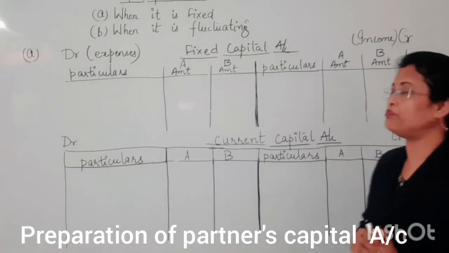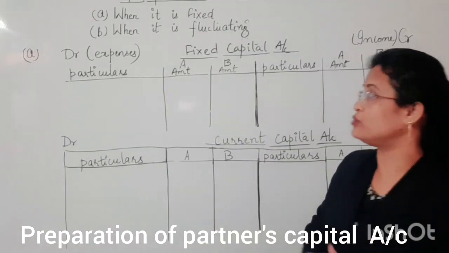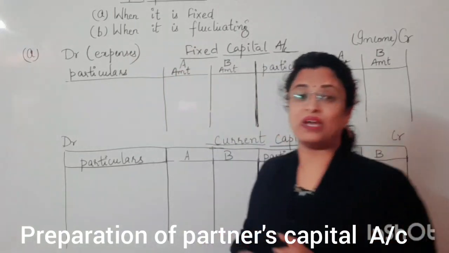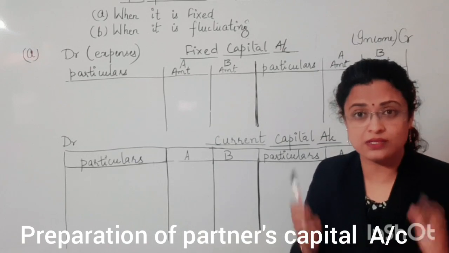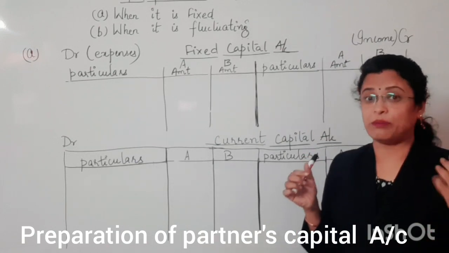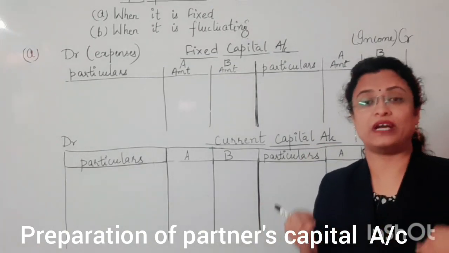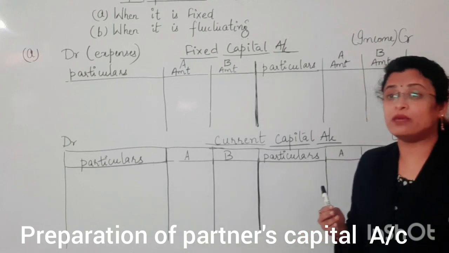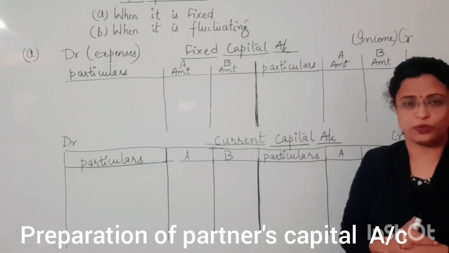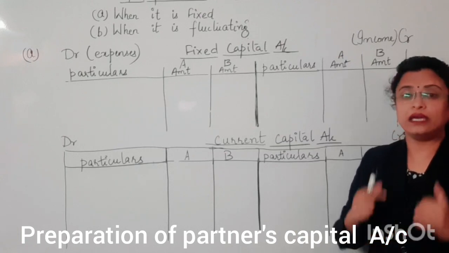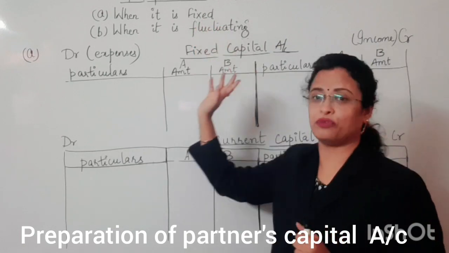In case of a partnership form of accounting, it can be made in two ways. The first is when it is fixed, and the second is when it is fluctuating. The term fixed means something static, which does not change, and the term fluctuating stands for something which keeps on changing or is subject to frequent changes. So first we will discuss how the fixed method of preparing the partner's capital account is different from the fluctuating.